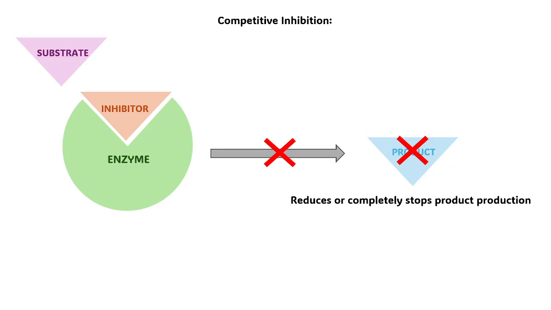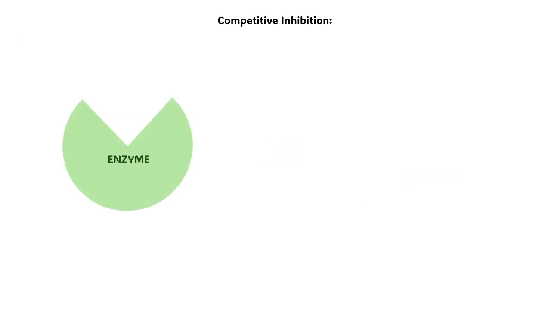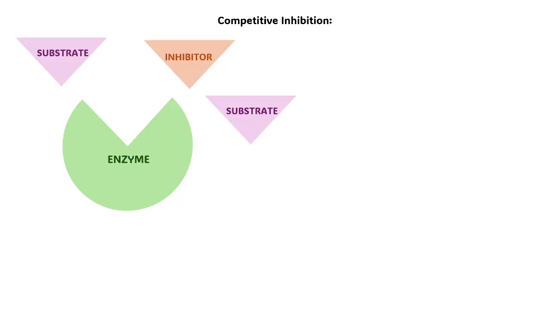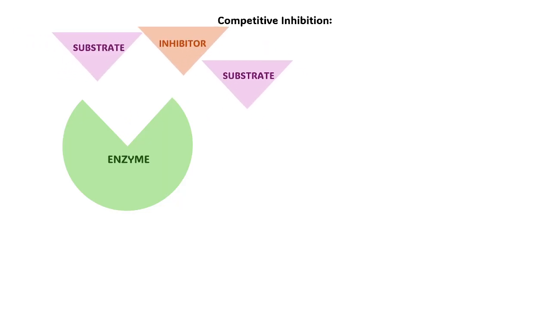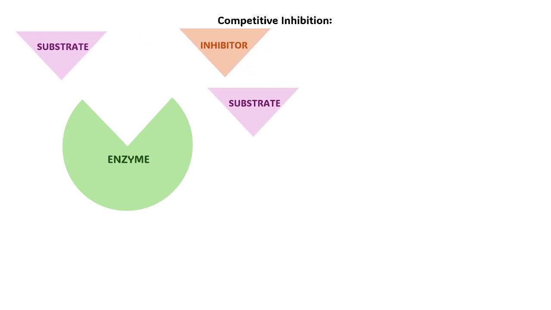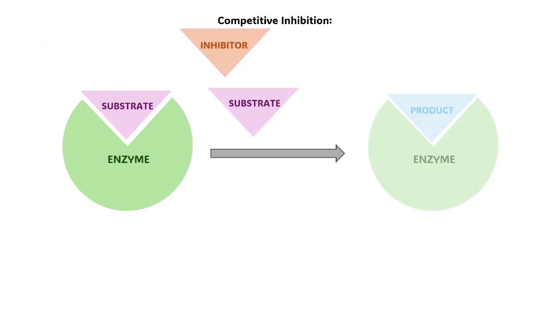An important factor of competitive inhibition is that because the inhibitor is competitive with the substrate, as more substrate molecules become available, they are more likely to outcompete the inhibitor for binding to the active site, restoring the enzyme's activity.